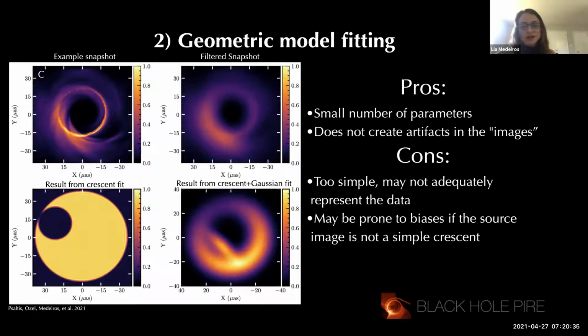So the pros and cons for this method: first, you have a very small number of parameters, which is really wonderful. Second, it doesn't create the artifacts in the image that we were seeing earlier, right? So it doesn't want to, for example, divide your ring up into 4 different bright spots. The con, however, is that it might be too simple for some of these snapshots that we see in these simulations, and so it might not adequately represent the data. And if it doesn't adequately represent the data, then it can be prone to the biases that I've been showing you here.